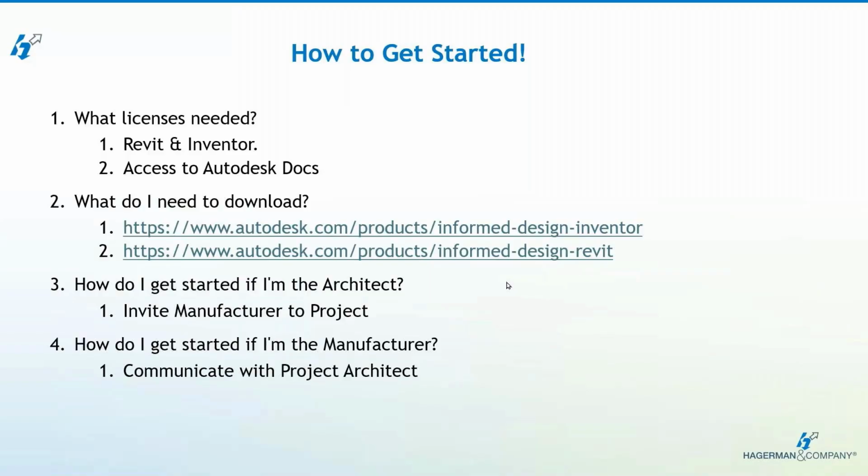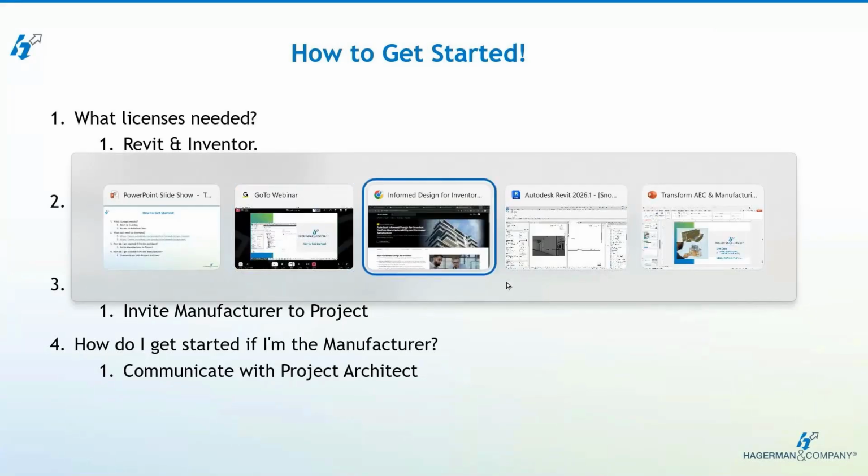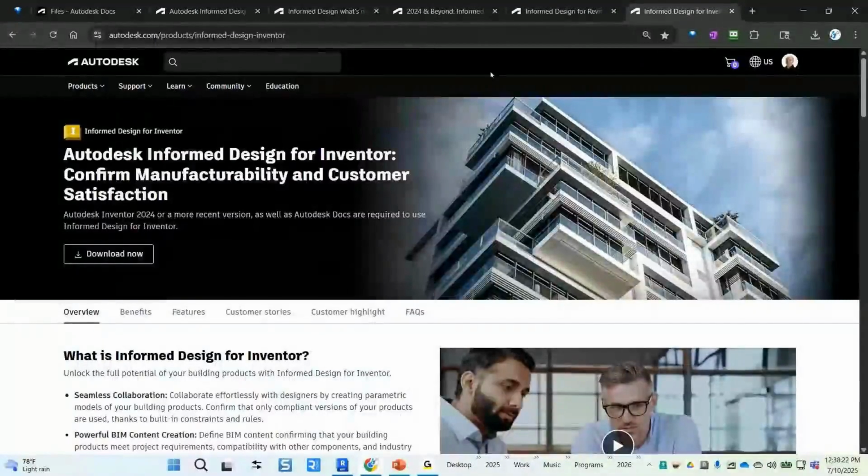Where are the links? So there's the links: autodesk.com/products/informed design, Inventor, or Revit. And just a quick look at where those are, what they look like.